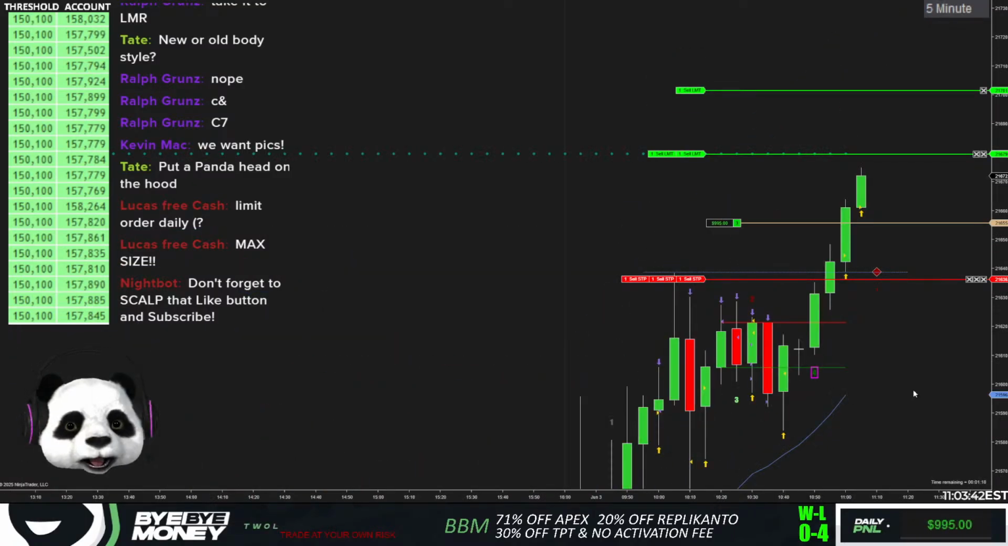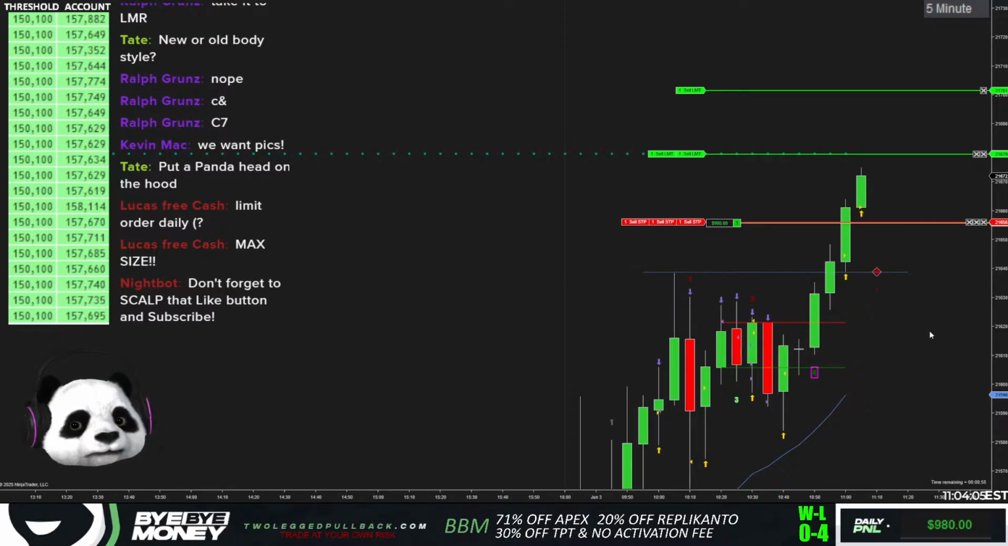Small pullback bull trend. Just waiting for the last minute for this to explode. It's gonna explode to the upside. And we're gonna have a runner here just in case it does something really crazy, hopefully we can capture an explosive move. I could take all my risk off here and just let this be a risk-free trade at this point. But the last minute here, last 30 seconds, I think this is gonna just explode.